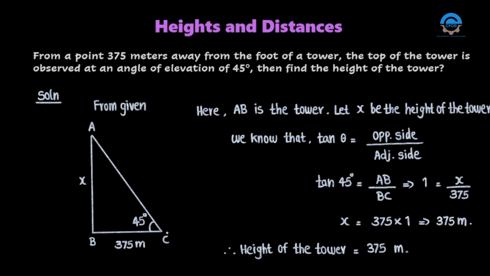So it is taken as x. The angle of elevation is 45 degree. And the point we are taking is 375 meters away from the foot of a tower. So B is the foot of the tower and it is 375 meters away from the foot of the tower. So let AB be the tower and x be the height of the tower. So here we have the value for opposite side, adjacent side, and we are having the theta value. So the most suitable formula here is tan theta. On applying further values, we are getting tan 45 is equal to AB by BC. Substituting these values from the diagram, we are getting the value of x as 375 meter. So the height of the tower is equal to 375 meter.